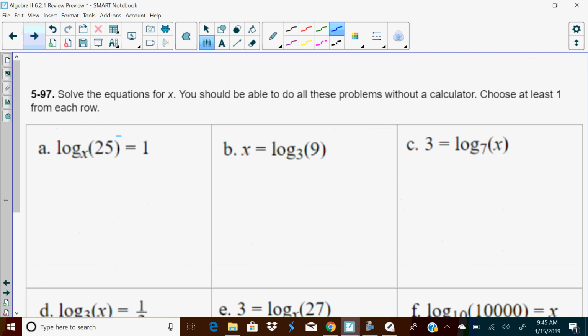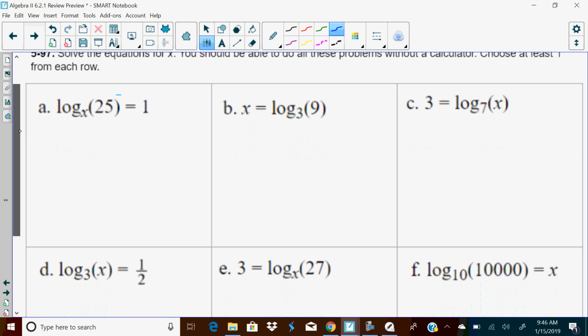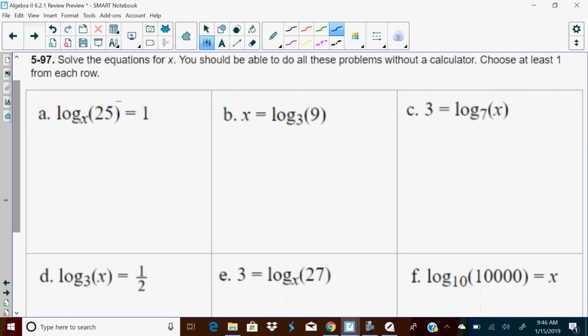Problem 97, solve the equations for x. You should be able to do all these problems without a calculator. Choose at least one from each row. So for the first one, I'm going to make this my exponent. So I have x to the first power equals 25. So the answer is x equals 25.